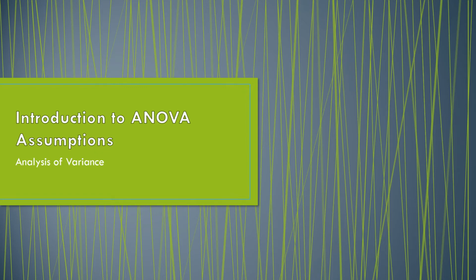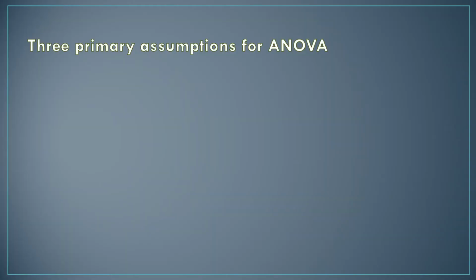This video will give you a brief introduction to the ANOVA assumptions. There are three primary ANOVA assumptions, and all of them are in relation to error, where error is determined by comparing the expected value to the observed value. And error then is determined by how far your observed is from what is expected.